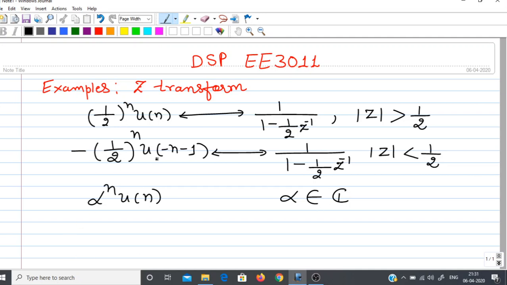And similarly, if I generalize this second example and if I ask what is the Z transform of minus alpha to the power n u of minus n minus 1, what it would be when alpha is not half, when alpha belongs to C, any complex number, then what would be the Z transform? So the process would be exactly the same, but there is one important point which we should note, and therefore I will solve these examples.